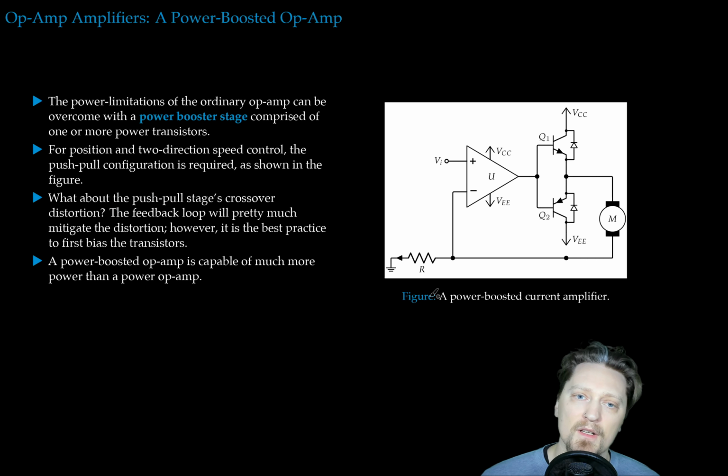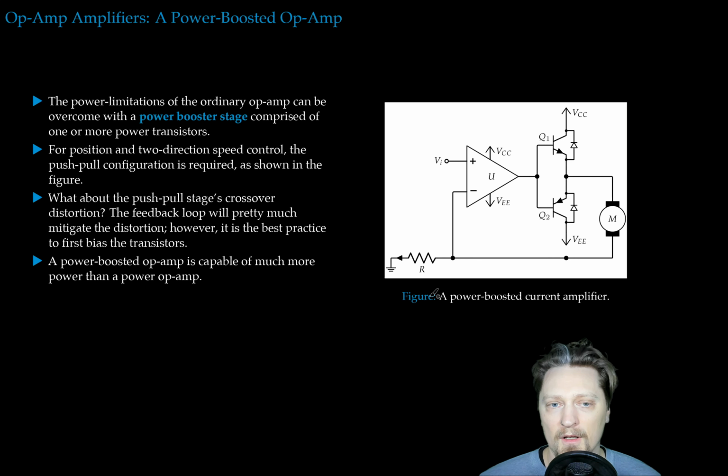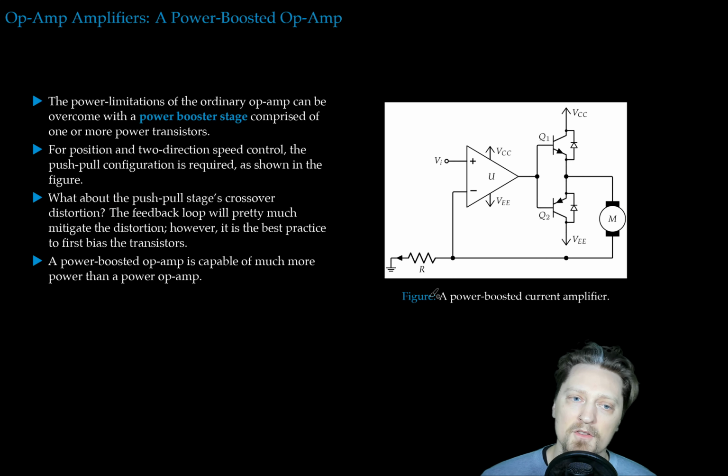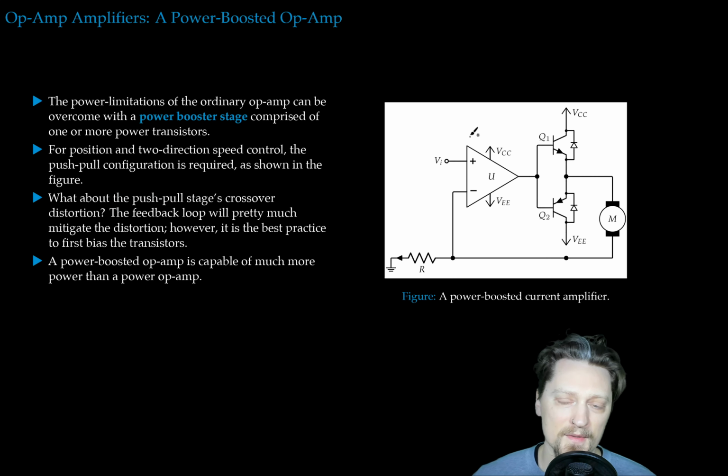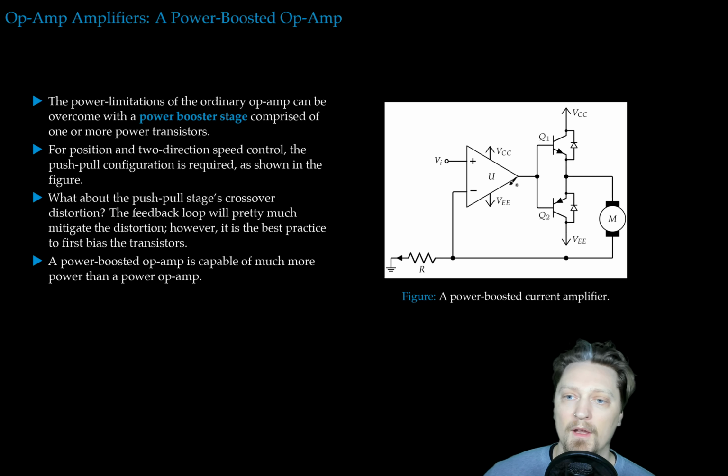The power limitations of the ordinary op-amp can be overcome with a power booster stage comprised of one or more power transistors. For position and two-directional speed control, the push-pull configuration is required as shown in the figure. So here we have a regular op-amp instead of a power op-amp. This is the same output stage that we saw previously, but this time we're controlling it with an op-amp. The output stage drives the motor, and we have a resistor here that goes to ground.